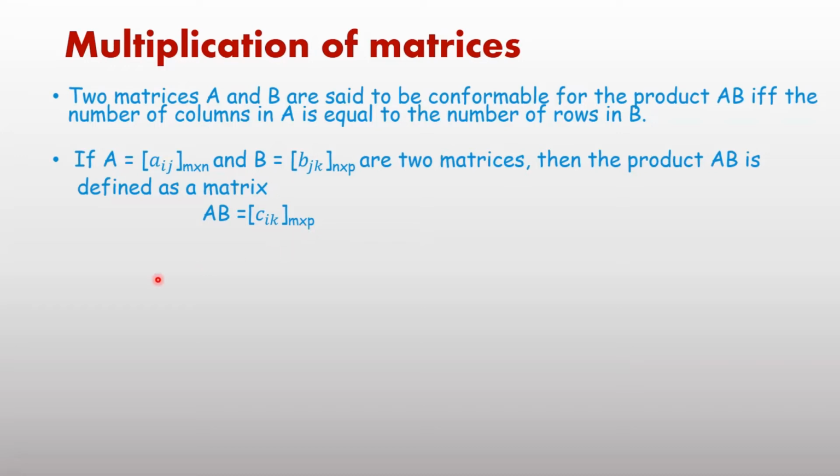For example, if matrix A is of order 2 by 3, B is of order 3 by 4, then AB you will get of order 2 by 4.